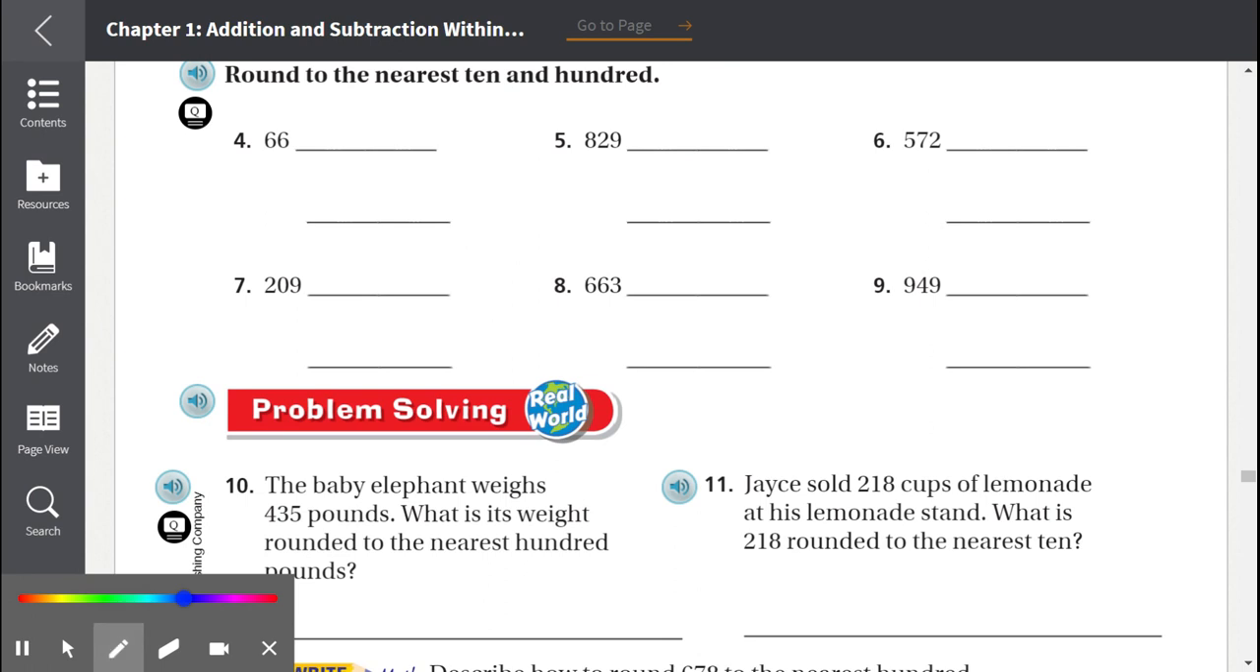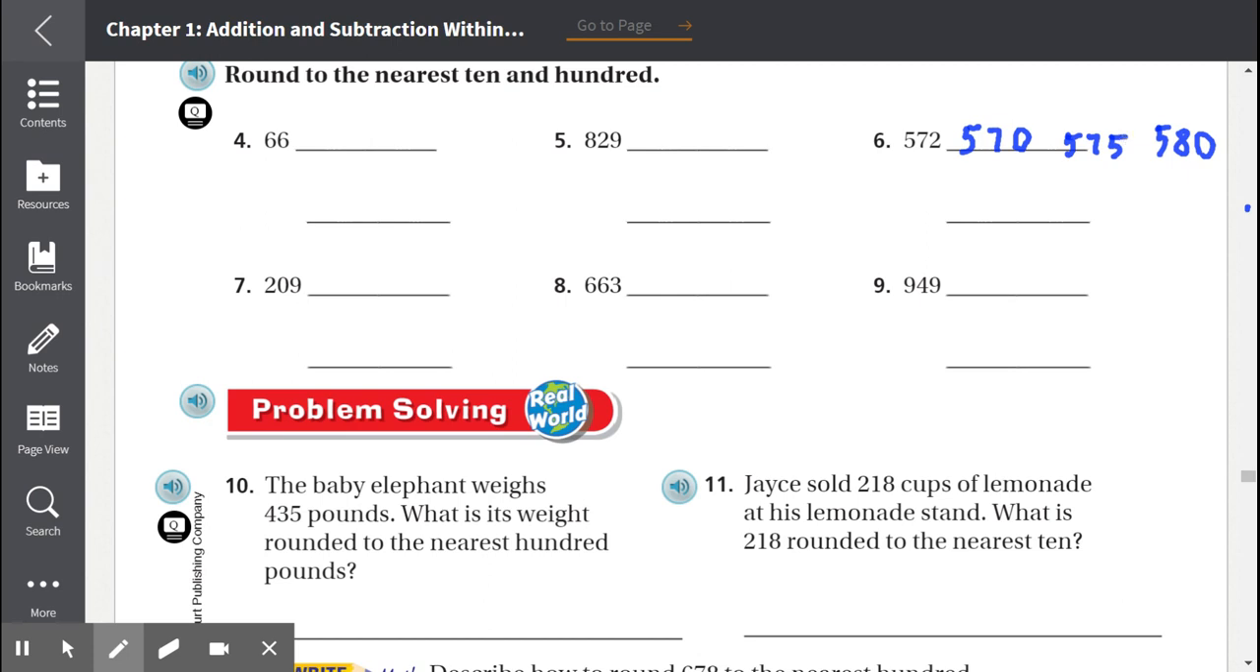Number 6, 572. We're going to round 572 to the nearest 10. So we know that 572 rounded to the nearest 10. The two tens that 572 is in between would be 570 and 580. Now let's find a number that's in the middle of 570 and 580. The number that's right in the middle of 570 and 580 is 575.